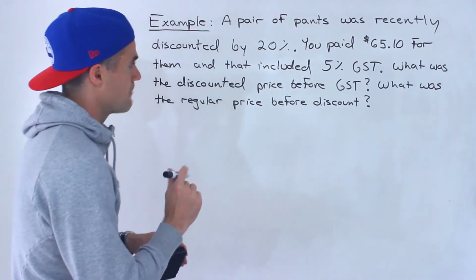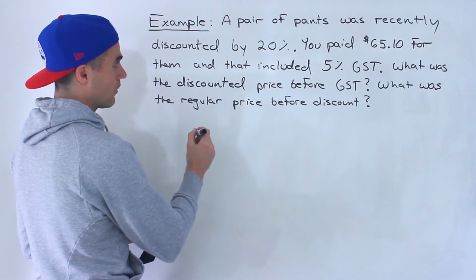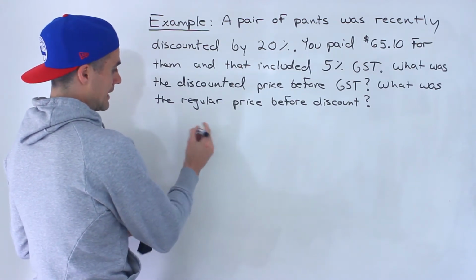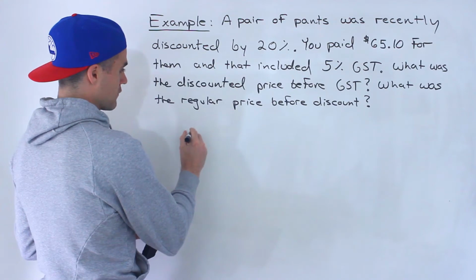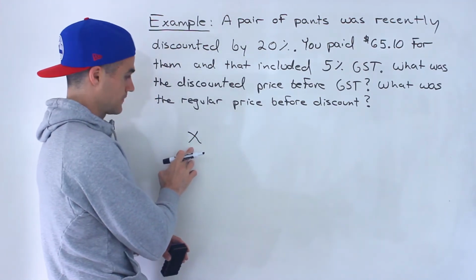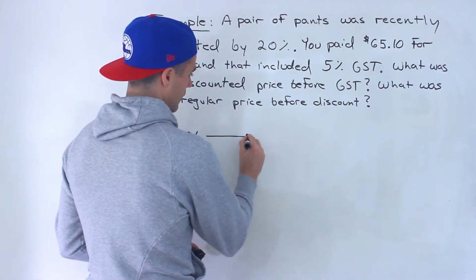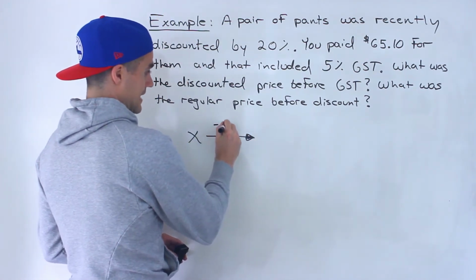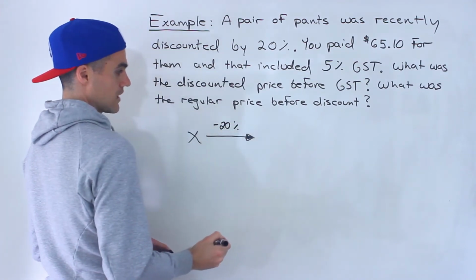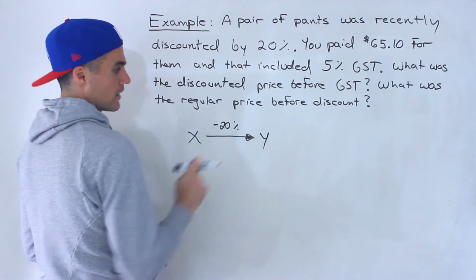Before getting into the math, I'm going to draw a visual diagram of what's going on. Let's say that the regular price of this pair of pants before any discount was X. Then it got discounted by 20%, and they had a new price, Y.